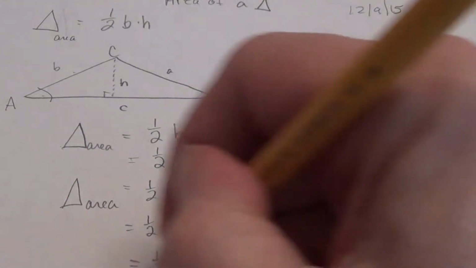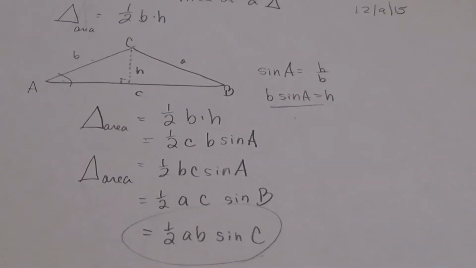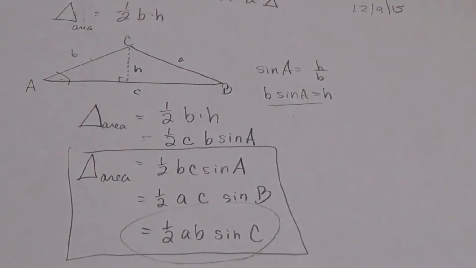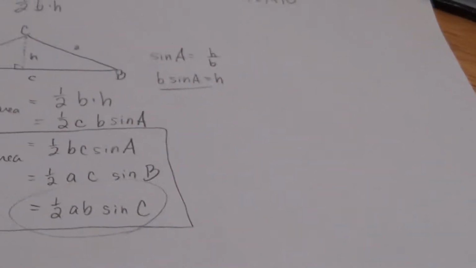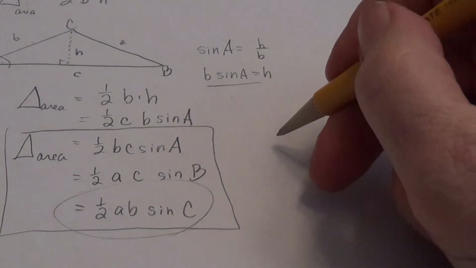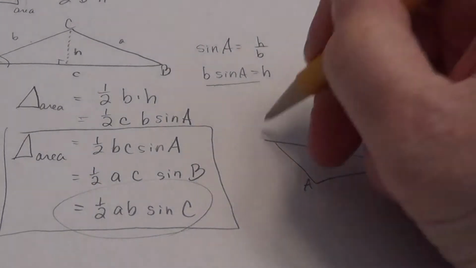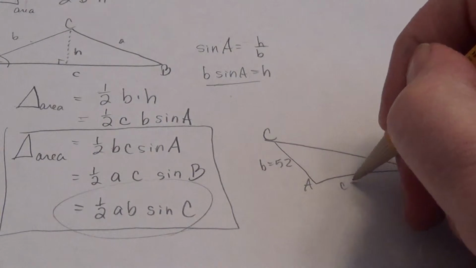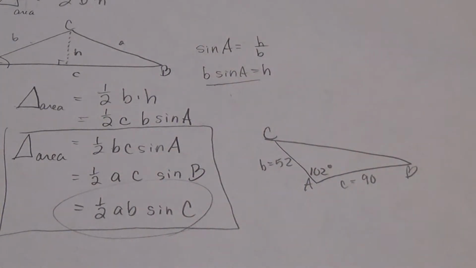You see this one most often in textbooks, but all three of those, depending on what sides and angles are given in your triangle, all three of those are useful. So let's do one. Suppose we have a triangle that looks like this, ABC. And side B is 52, side C is 90, and we have this angle. So what is the area of that triangle?